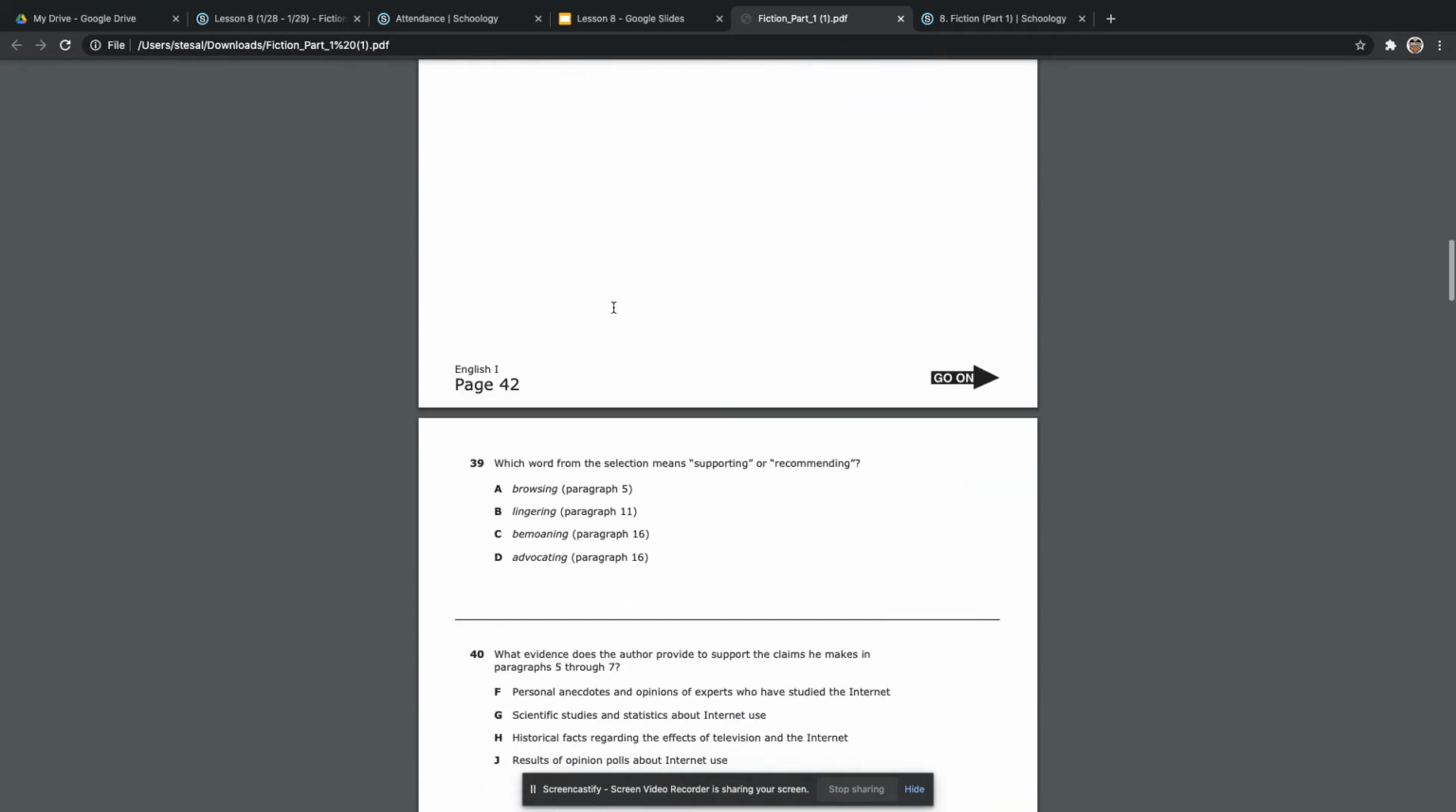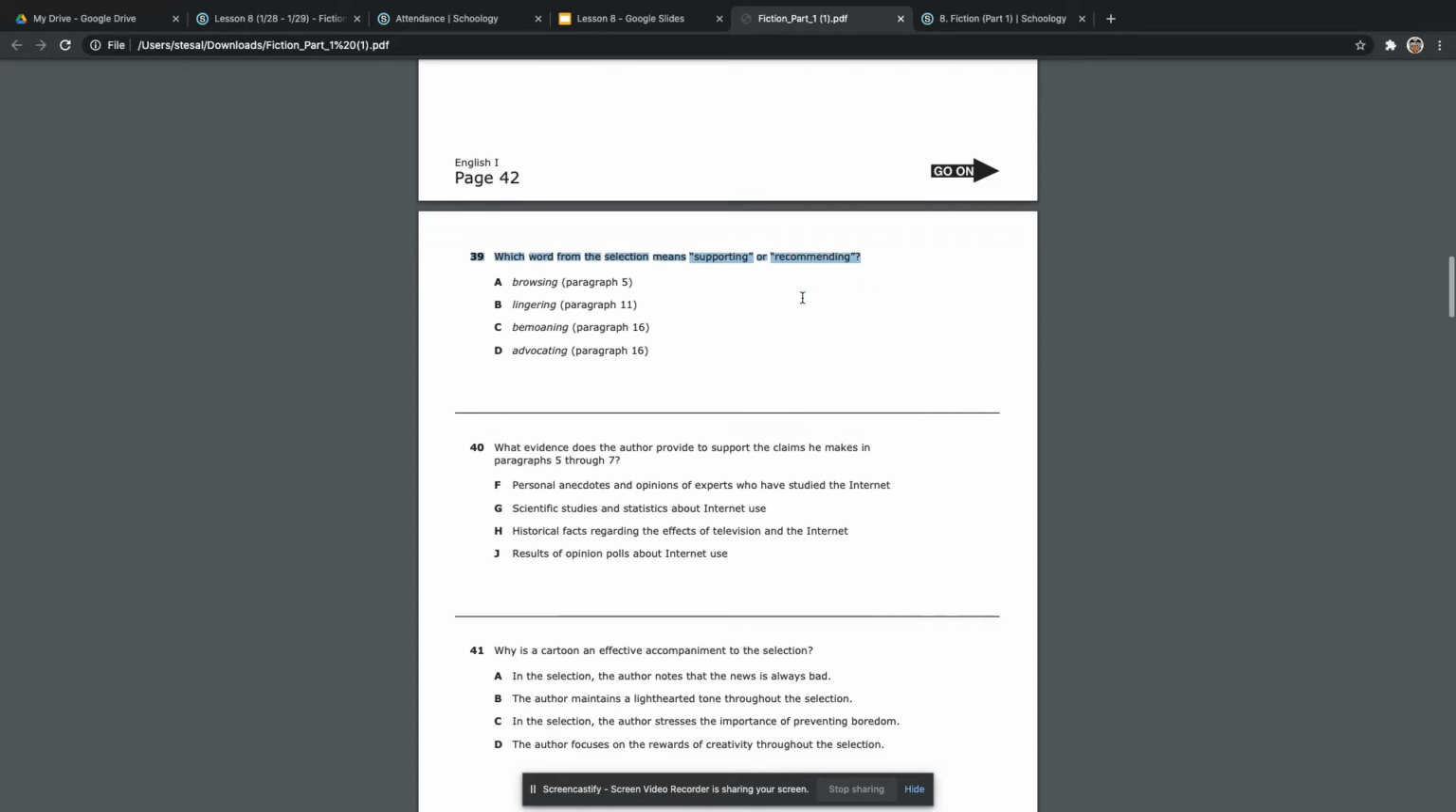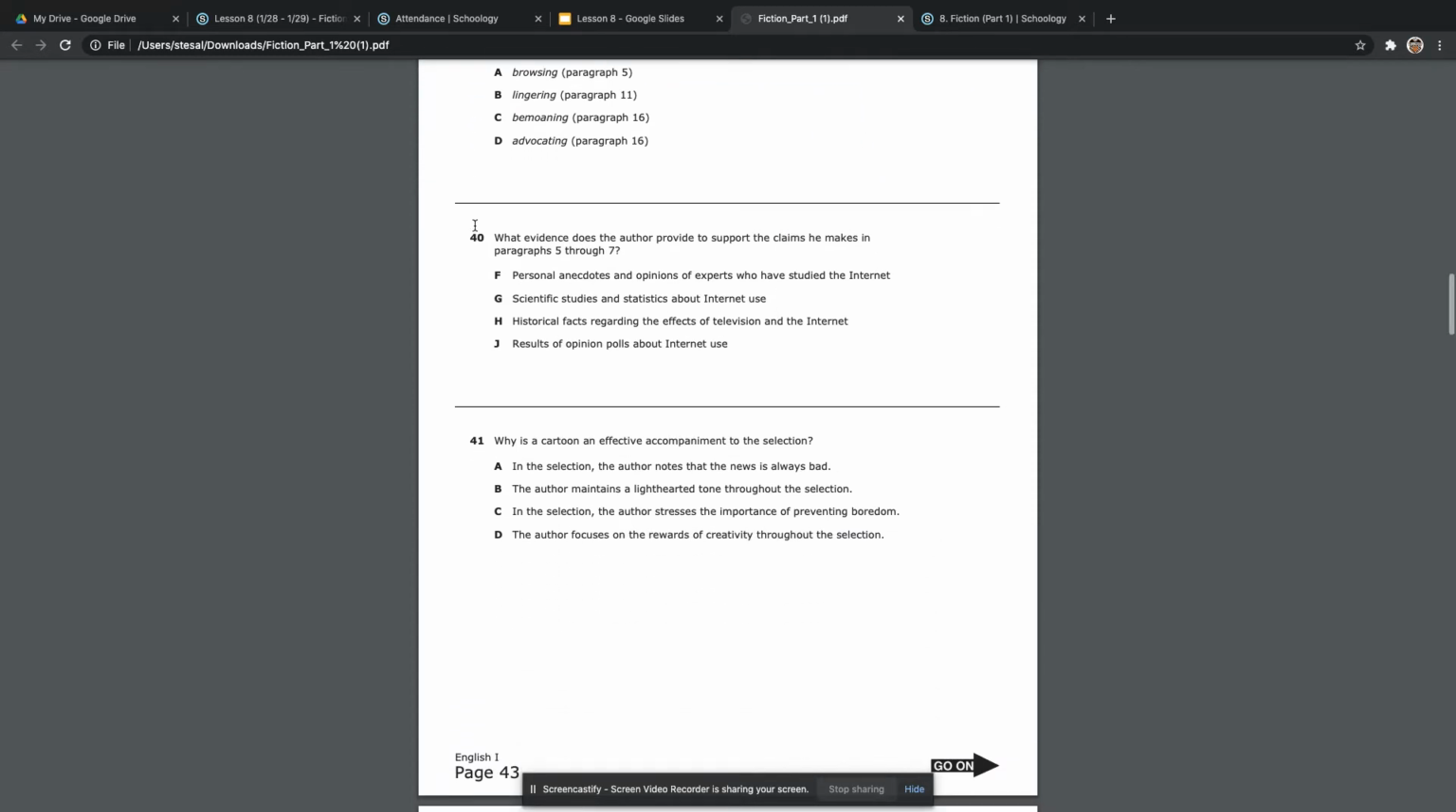The first thing that I would do is go ahead and go to the first question, which is question number 39. Which word from the selection means supporting or recommending? I'm going to go ahead and skip this one just because in the actual question, it's not giving us a paragraph number. So let's move on to the next one, number 40.